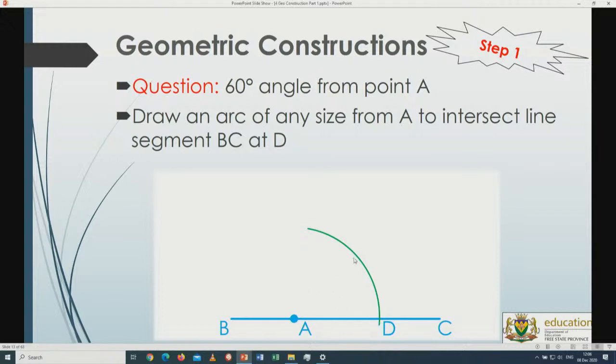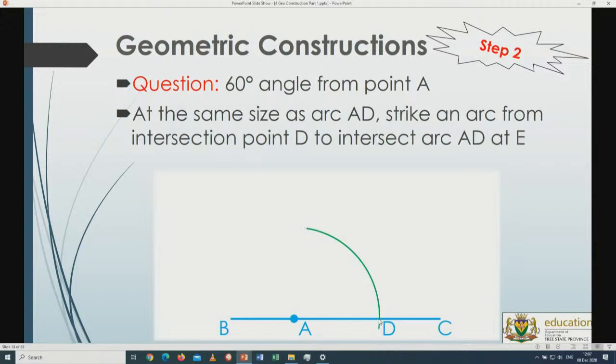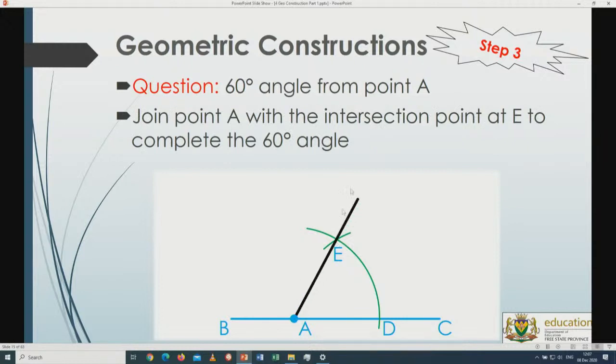Now without resetting, this is very important, you don't reset your compass, you keep it as it is. You put the needle point at D, the intersection point, and from there you simply strike an arc with the same size as what you have done over here. If the size of the arc from A towards D is the same as the size of the arc from D towards E, it means that if you draw a line from A through point E onwards, that angle should be 60 degrees. If the sizes stay the same, it will give you an angle of 60 degrees.